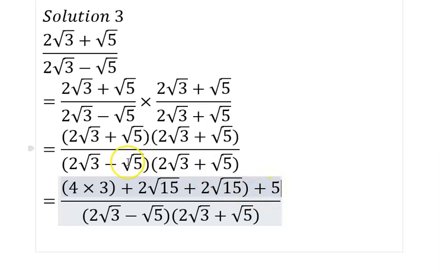So let's go to the denominator now. 2 root 3 times 2 root 3. 2 times 2 will definitely give you what? 4. Root 3 times root 3 will definitely give you what? 3. So you have 4 times 3, like what you have here.